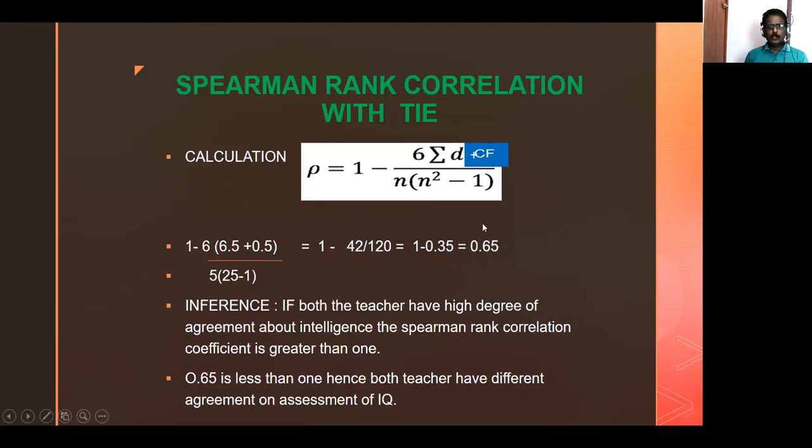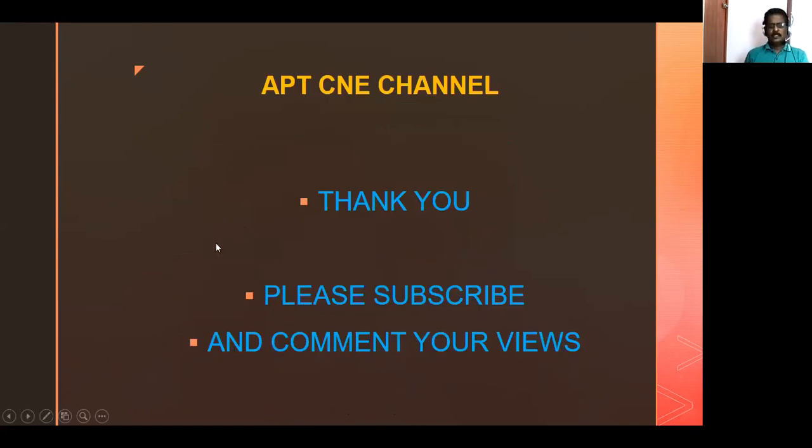Inference: if both teachers have a high degree of agreement about intelligence, the Spearman rank correlation coefficient is close to 1. Here it is less than 1, so both teachers have different agreement and assessment of IQ. This is the solution for that problem. I hope this session is useful to understand Spearman rank correlation calculation.